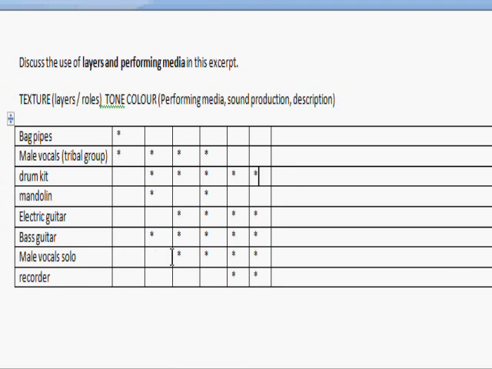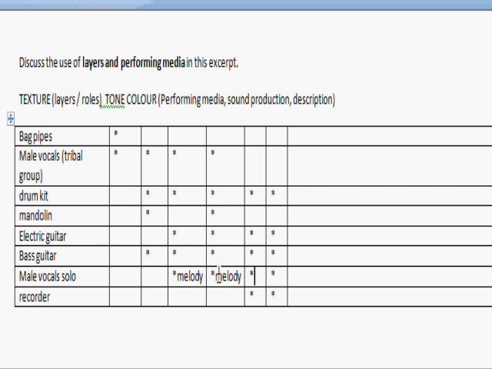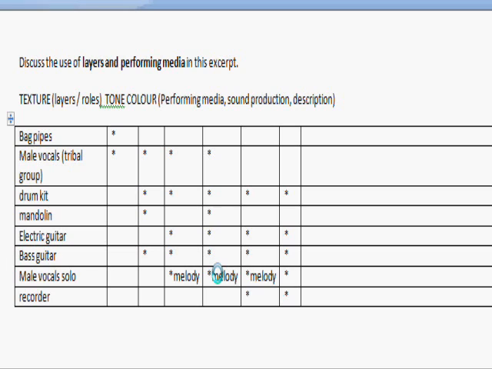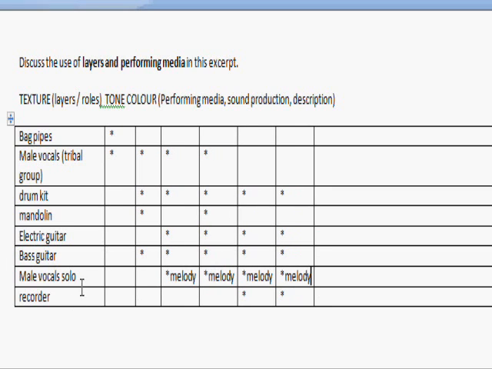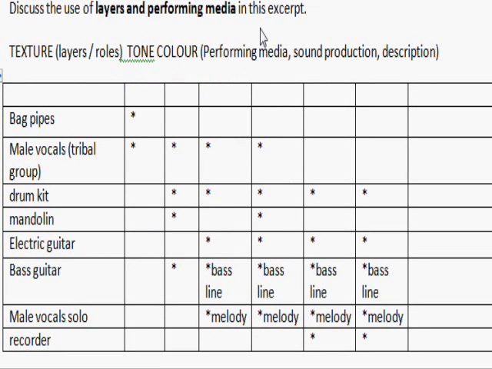Alright, so just by doing that, we've already showed that the texture's gradually getting thicker. Remember, texture is to do with layers and roles. So just because I've asked for layers, you still want to discuss the roles in there as well. So I'm just thinking of the real easy ones in this gap because it isn't for very long. I knew that every time that male vocal solo did something, he was singing the melody. Great. I knew every time the bass guitar played, he was just doing the bass line. You could put in drum kit, always did accompaniment. Just the easy stuff. Here is the third playing.